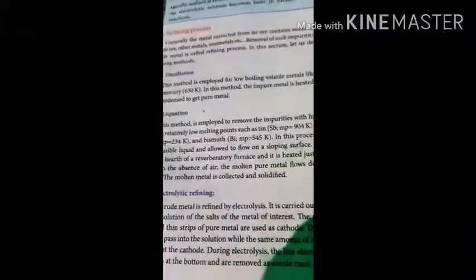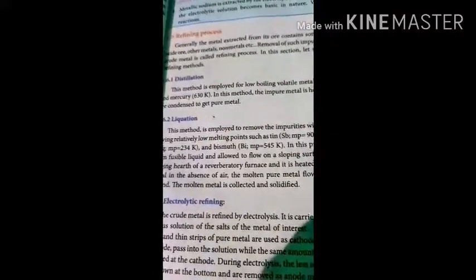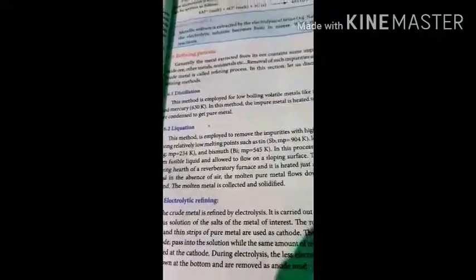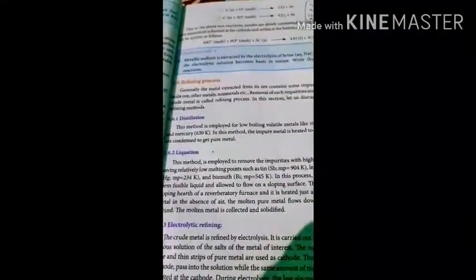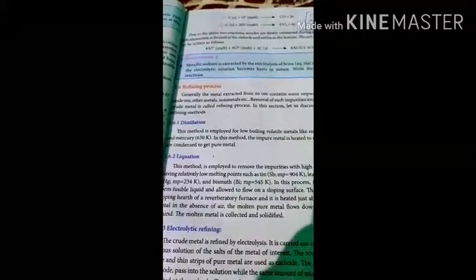Liquefaction technique is similar again. In this case, metals will have a low melting point, and we remove the impurities having high melting point. So there is a sloping bridge, on which the metals will be split and flow downstream. Generally the metal starts to melt first because impurities have a high melting point. So once it starts to melt, it flows downstream, so we can collect the pure metal. In this case, bismuth, tin, all metals are purified through these methods.